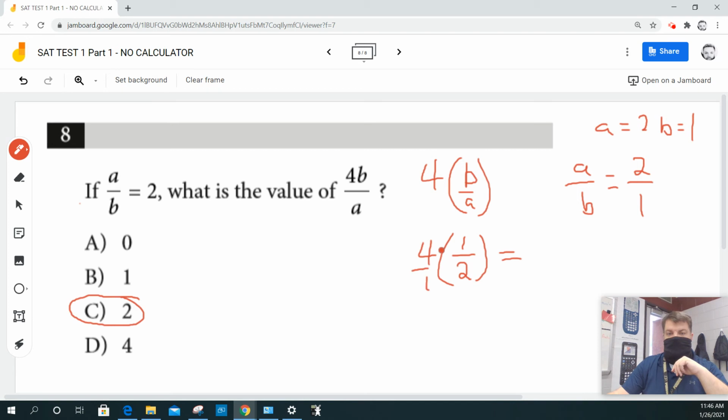But just for a little review, what's 4 times 1? 4. What's 1 times 2? 2. Remember that a fraction is kind of like a division problem. 4 divided by 2 equals 2.